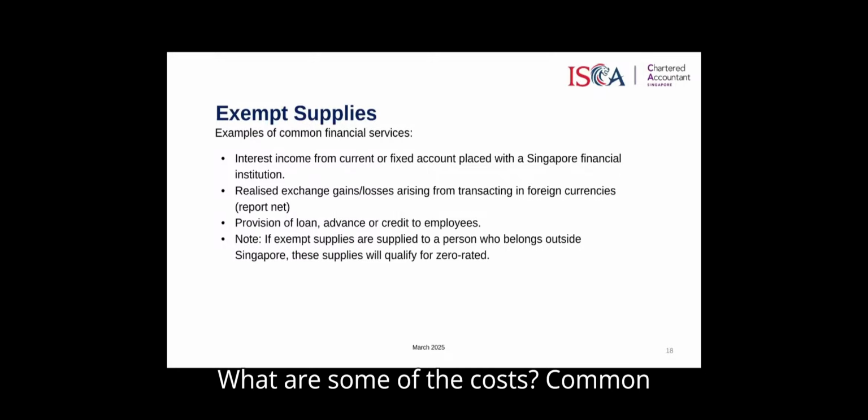What are some of the common examples of financial services which are considered exempt supply? First, interest income from current or fixed accounts placed with a Singapore financial institution. This means that for individuals like myself, should I maintain a bank account with DBS or OCBC, a bank in Singapore, the interest income that I earn from my deposits will not be subject to GST on the basis that this is a form of exempt supply.